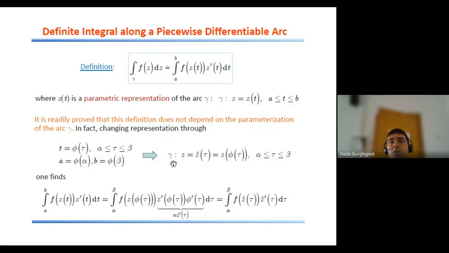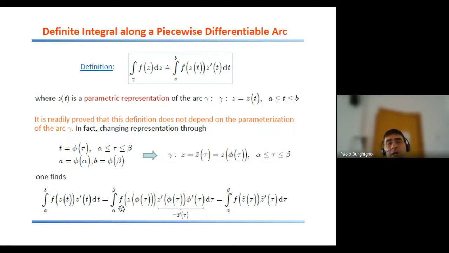Okay, so if we do this change of parameter, what we need to do in the integral is to perform a standard change of variable in the integration, and this implies that the differential is transformed by introducing the derivative of the mapping function phi.